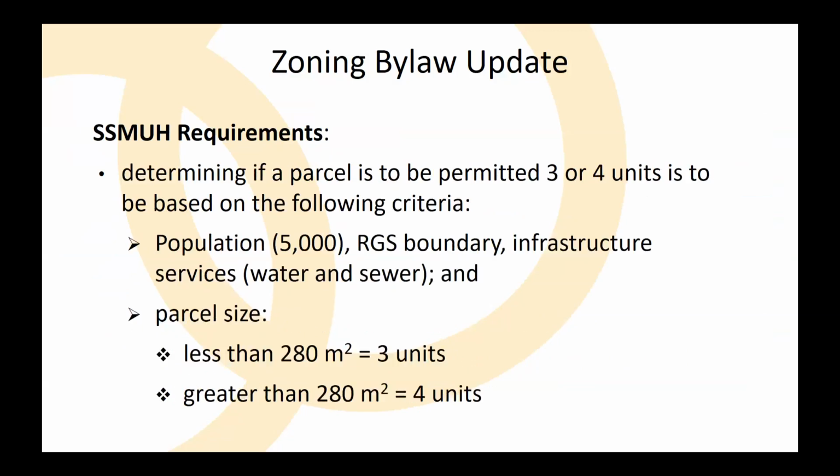Now, going back to that, just to fill this out, if there's 5,000 people, if there's an RGS boundary, if there's water and sewer infrastructure, the important trigger for the difference between 3 to 4 is parcel size. And so the province has mandated that if it's less than 280 square meters in parcel size, it's 3 units. If it's more than 280 square meters in parcel size, it's 4 units.